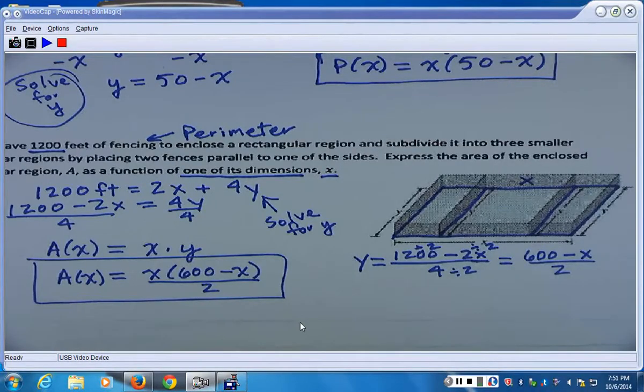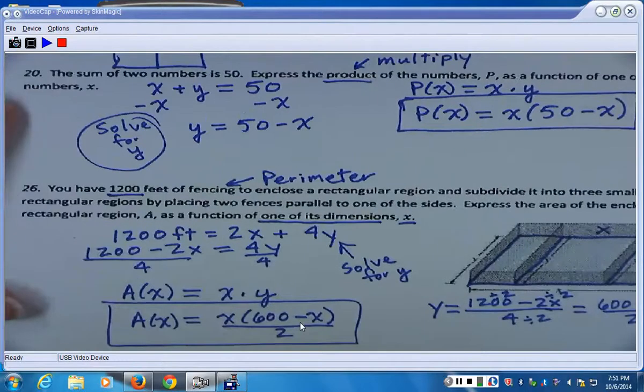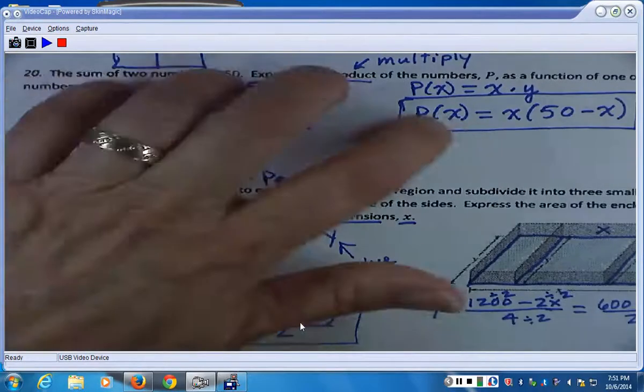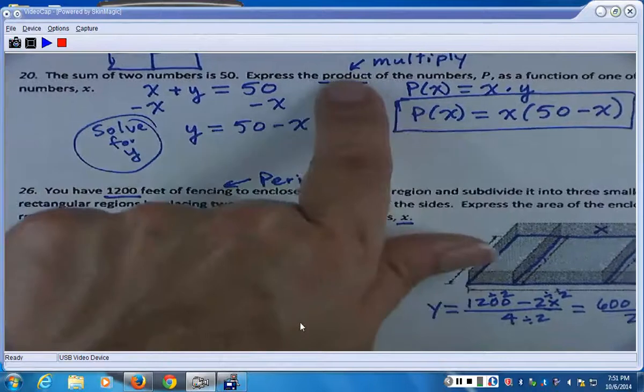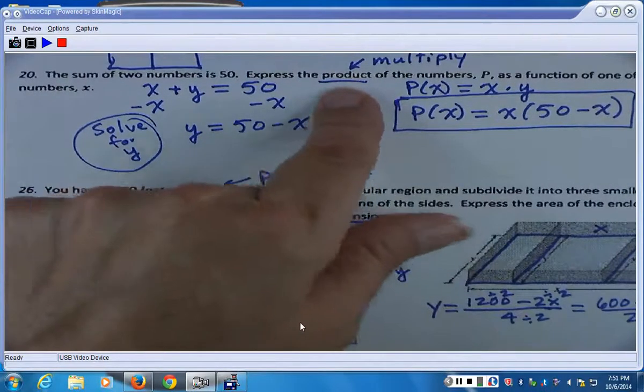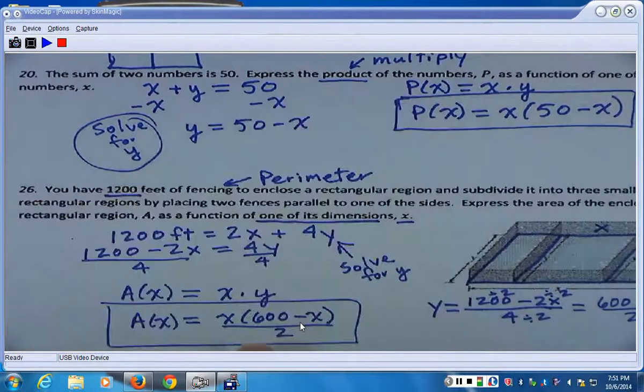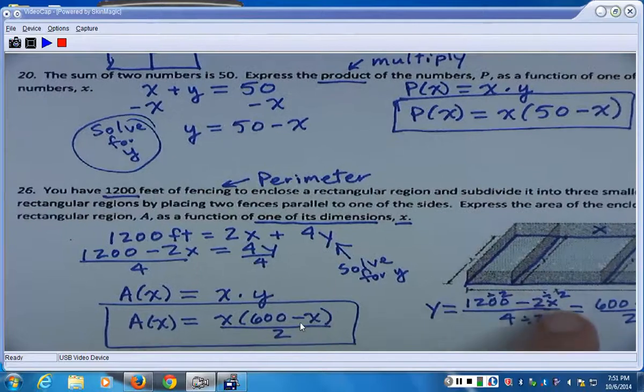So these last two problems, simply, they give you two equations. You have to solve one of them for y. You have to interpret, this was a product, this was an area. An area is length times width. So that's how you solve that kind of problem.